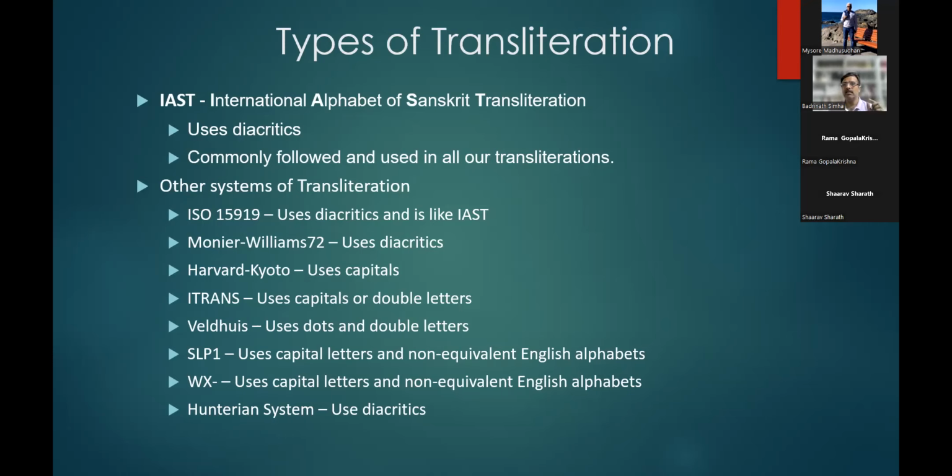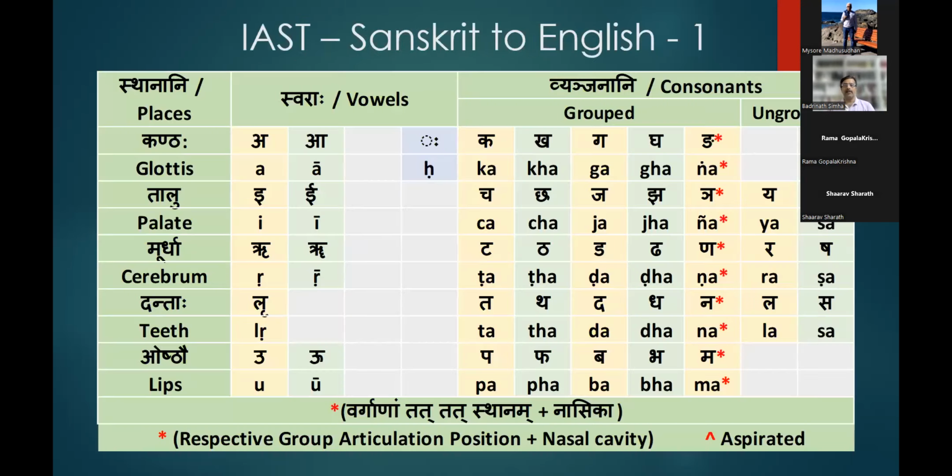Here we use certain special marks along with English alphabets to indicate what is the sound that requires to be produced. So now let us move into the chart, which gives a comparison between Sanskrita letters and what is the equivalent English letter along with the diacritics. Okay, so this is the chart.